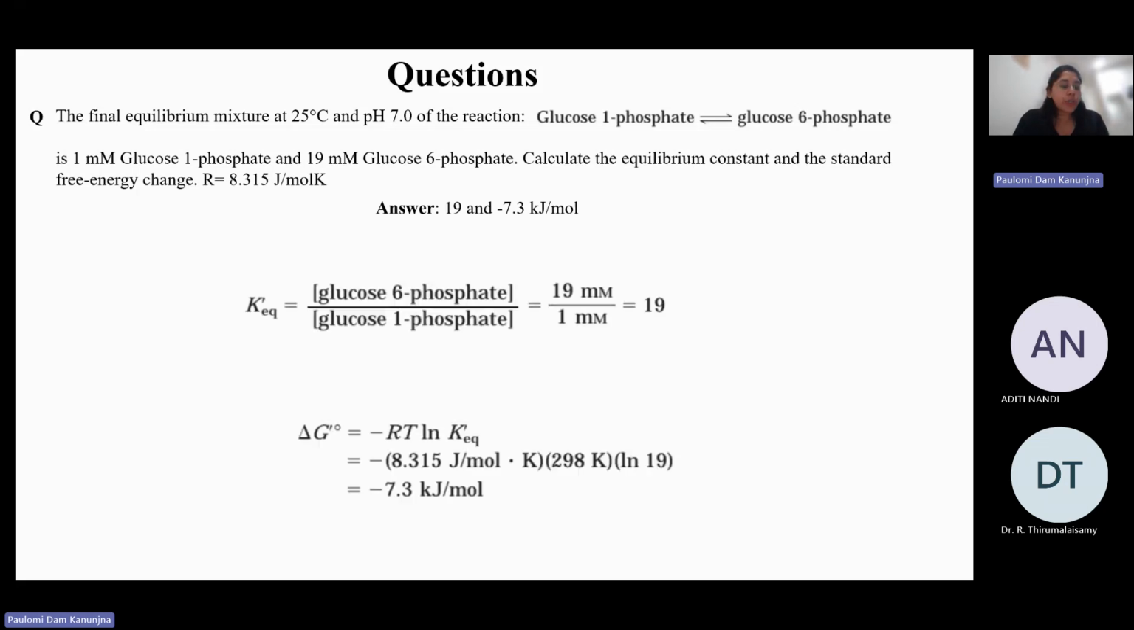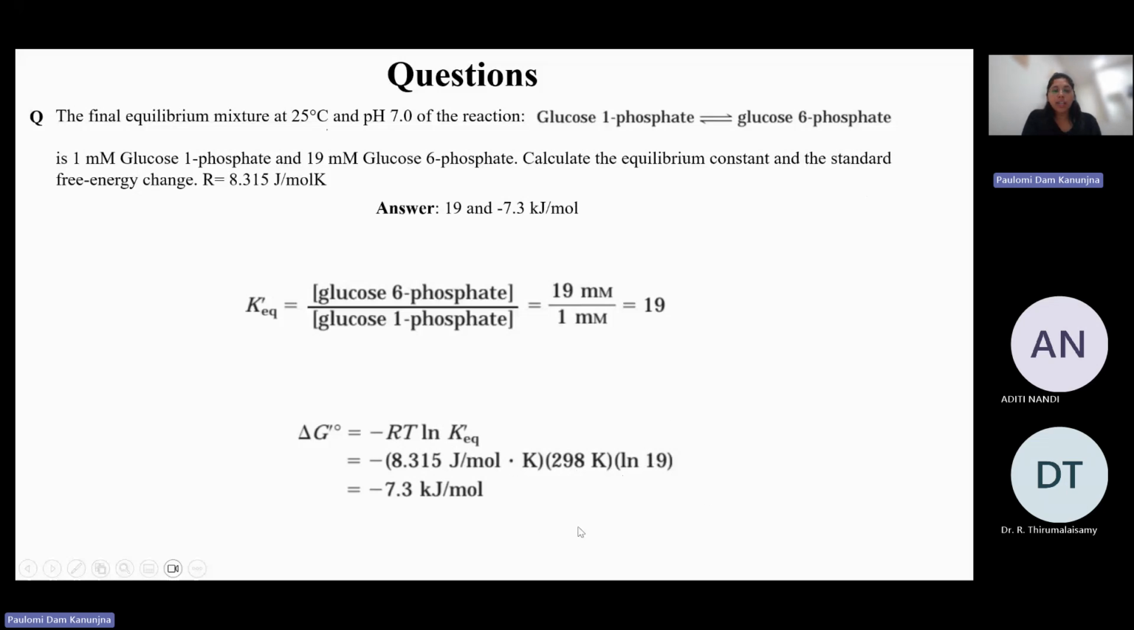And I'm guessing this is what you did. K equilibrium, as we know, is basically the product to reactants concentration ratio. We have been given 19, and we know that the reactant is 1, so 19 by 1 is 19. So you got the equilibrium constant correct. And then the standard free energy change is minus RT ln Keq. So the R value is already given, joule per mole Kelvin, 298 Kelvin, which is the temperature, and ln of 19.